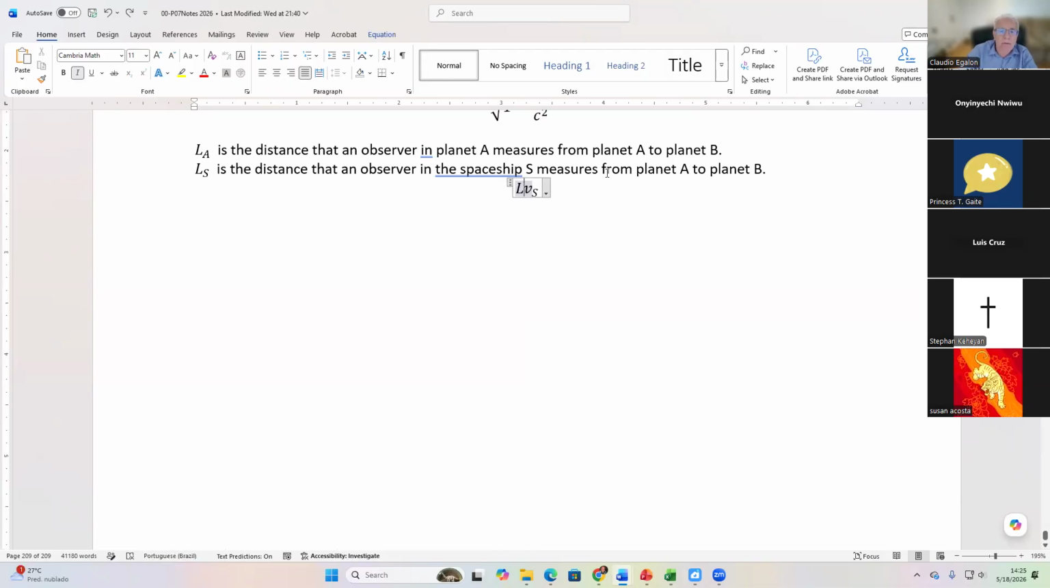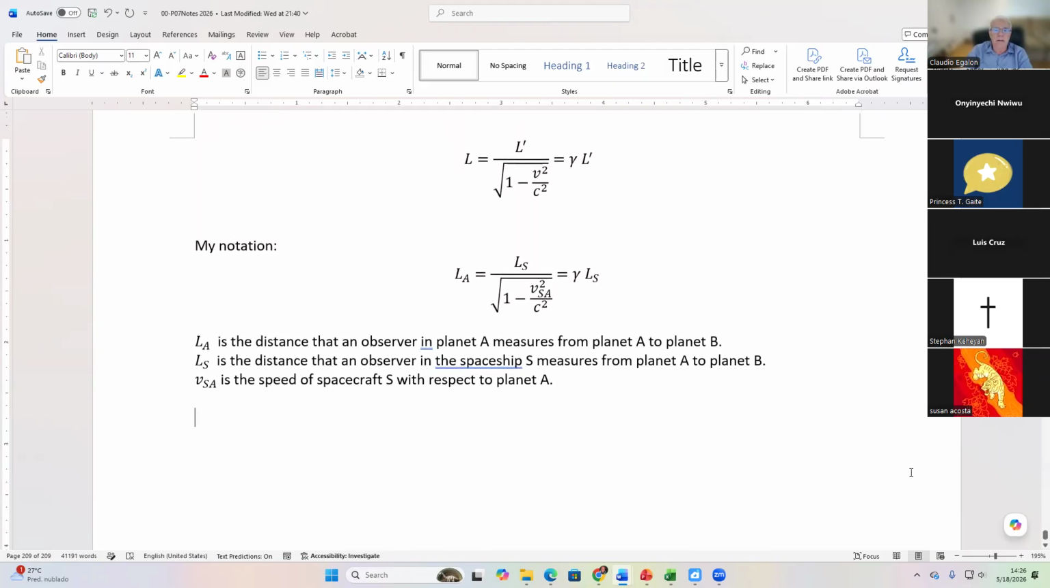V sub S with respect to A, right? I'm going to put here, with respect to A, is the speed of spacecraft S with respect to planet A. That's how you should read this notation. Velocity of spacecraft S with respect to A.